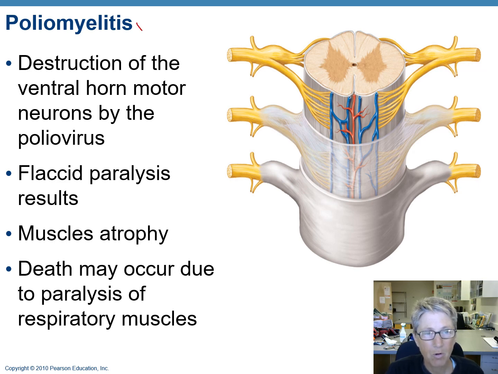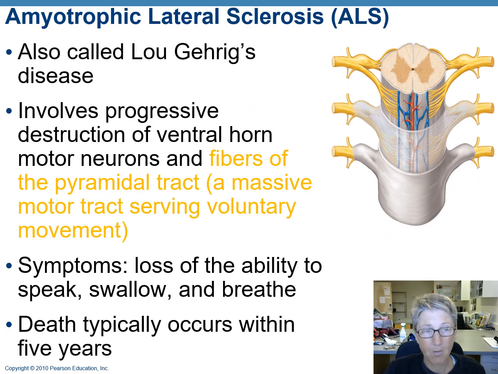Probably everyone's heard of polio. Poliomyelitis destroys the ventral horn motor neurons. So here, the ventral horn of the gray matter. And with that, you get flaccid paralysis in your muscles. Atrophy, and you may die from this if you have paralysis of your respiratory muscles, like your diaphragm.